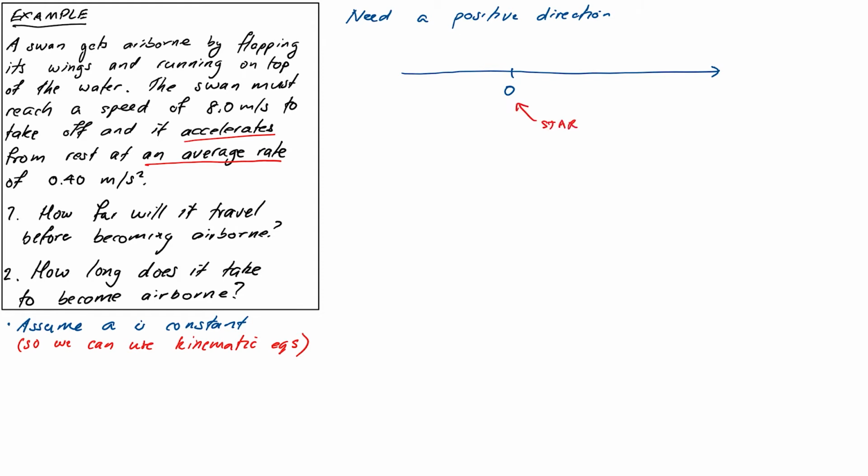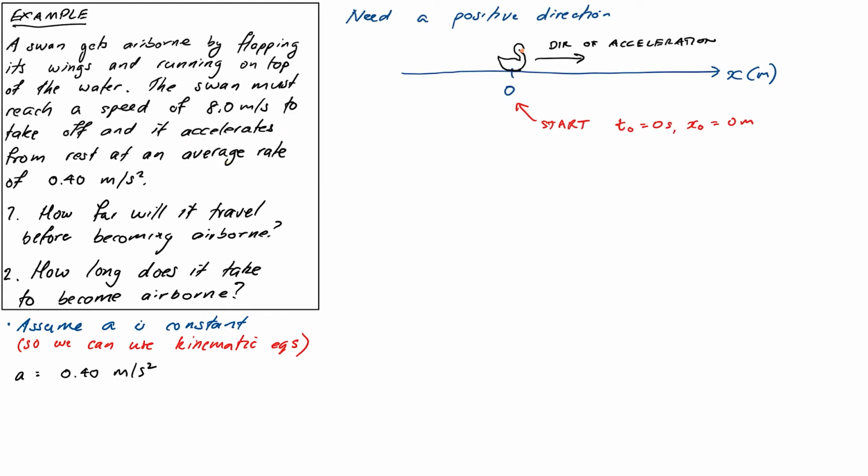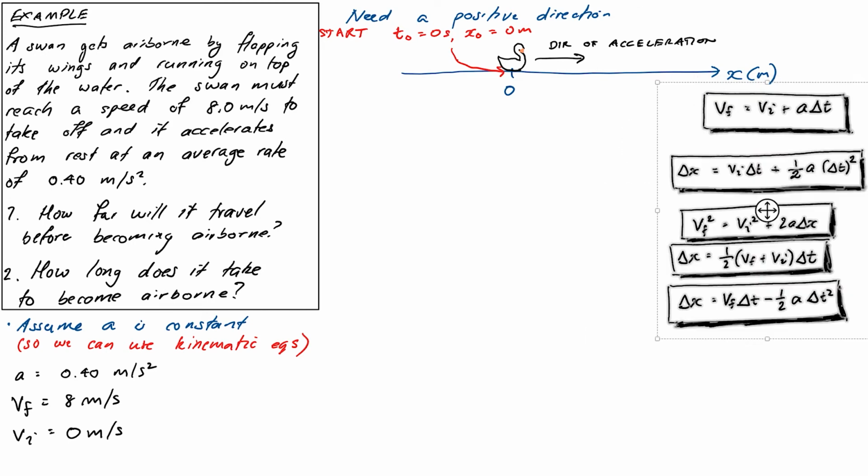So let's assume that the swan starts at x equals 0. That seems like a logical choice, at time 0, and that it accelerates in the positive direction in a straight line. Okay, so we're given the acceleration is a equals 0.40 meters per second squared. And we also know the takeoff speed, that's going to be our final velocity, vf, is going to be plus 8 meters per second. It's going to be the same direction as that acceleration. So we've got a, we've got vf. What else can we get? Well, we're also told that it accelerates from rest. That means that when it starts, it's not moving, so its initial velocity is vi equals 0. Right, now we've got enough information to move on and answer these questions.